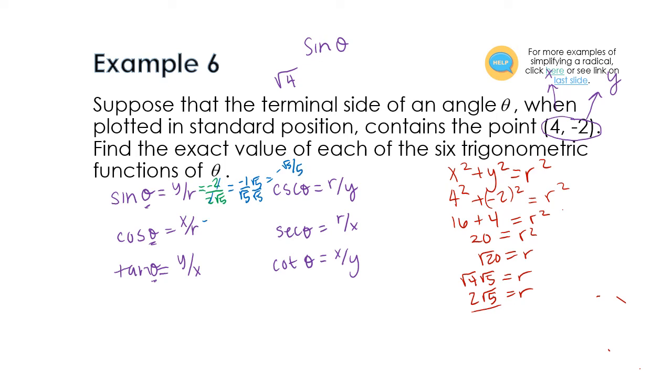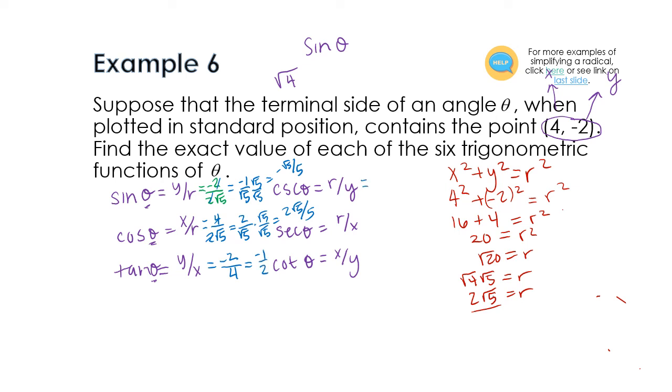For the cosine, it's going to be x over r. So that's going to simplify to being 2 over root 5. Again, rationalize that denominator, and I get 2 root 5 over 5. Tangent is y over x, which is great. So the y value is negative 2. The x value is 4, so that reduces to negative 1/2.